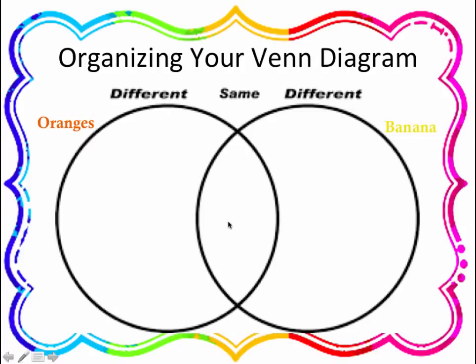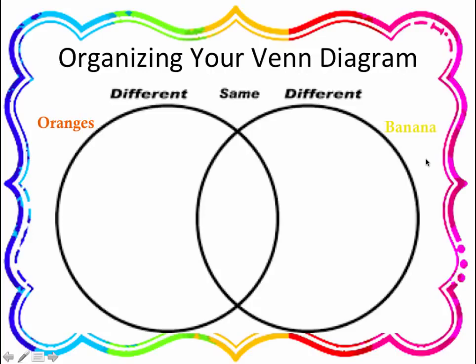Now, you don't actually have a Venn diagram on your paper, but that's okay. We can do it on the screen. We're going to talk about oranges over here on this side. We're going to talk about bananas over here on this side. This is where they're different. In the middle has to be true about oranges and bananas. Anything over here can only be true about oranges, and anything over here can only be true about bananas. So let's put some of our information on here.